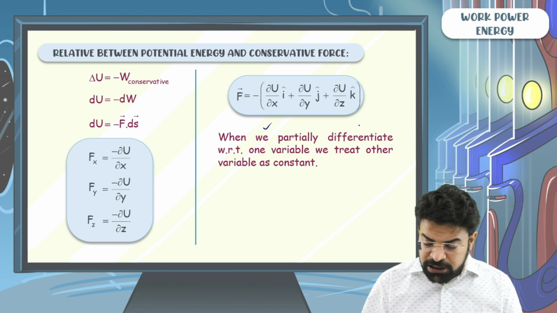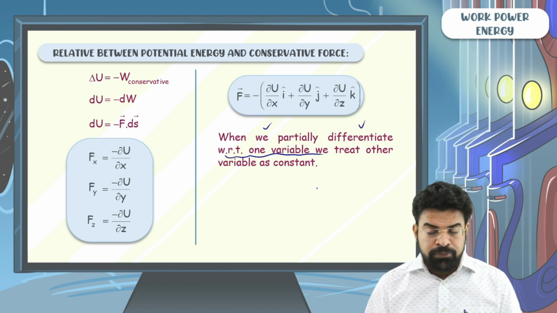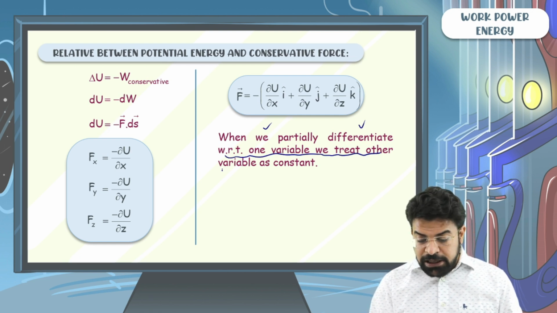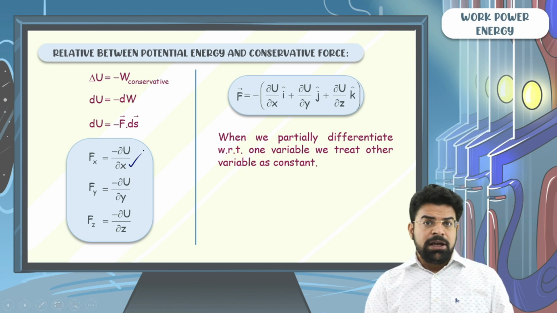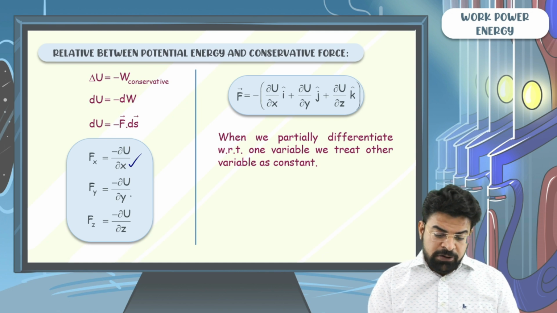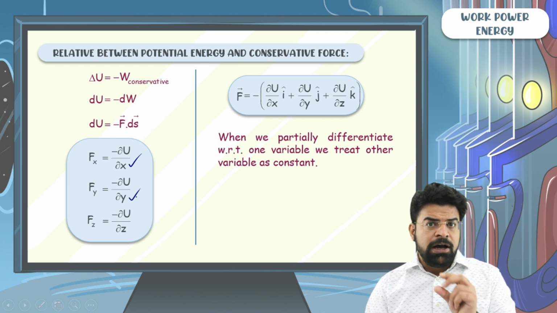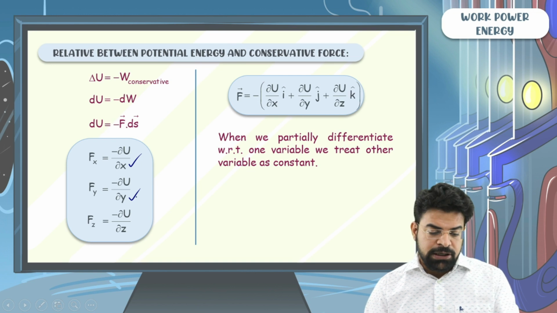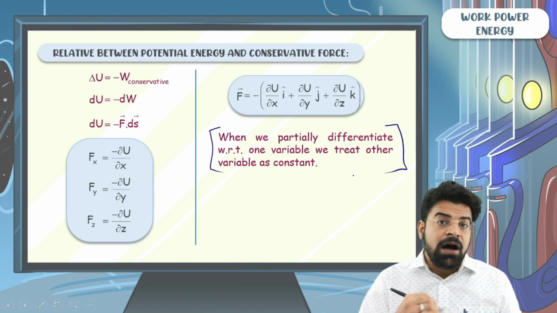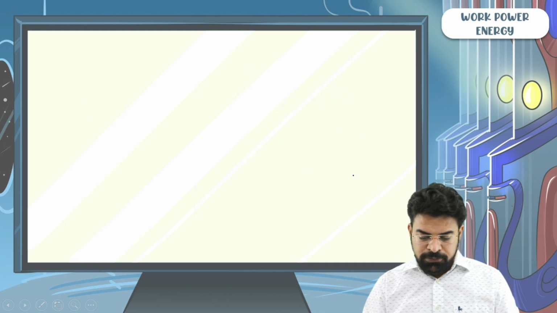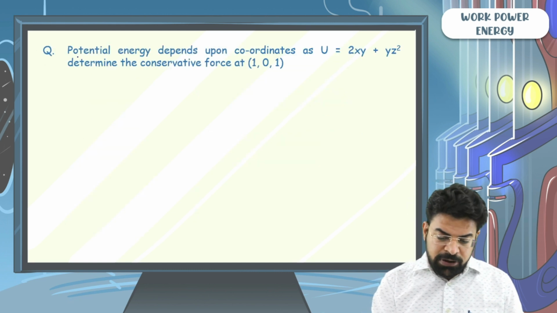When we partially differentiate with respect to one variable, we treat the other variables as constant. What I said, when we partially differentiate with respect to x, we treat y and z as constant. When we partially differentiate with respect to y, we treat x and z as constant. So let's see an example.